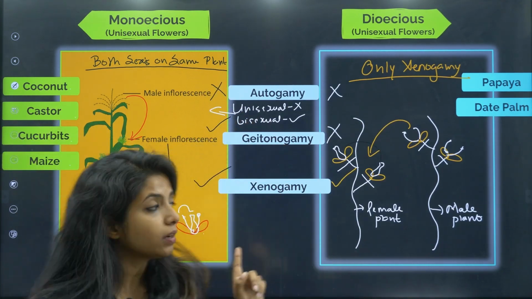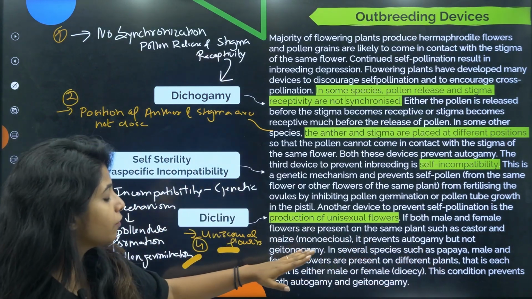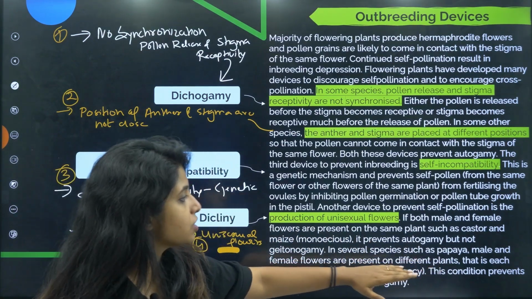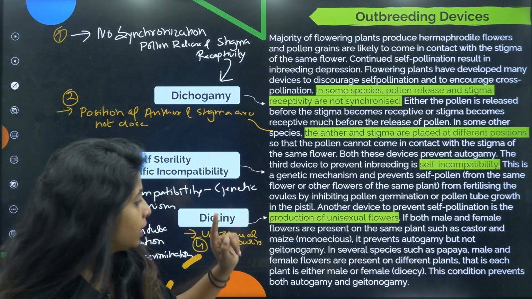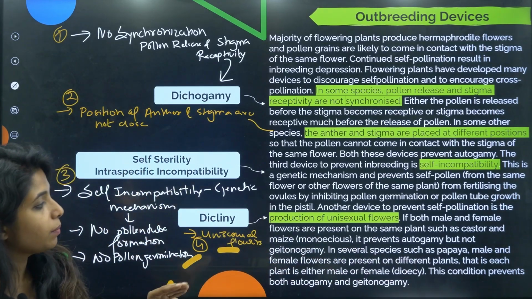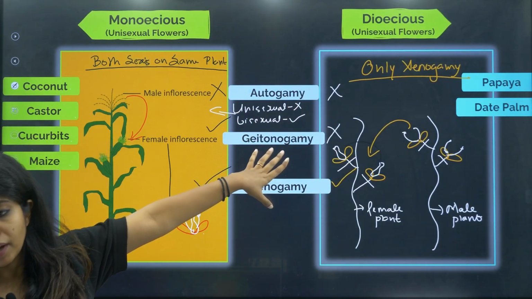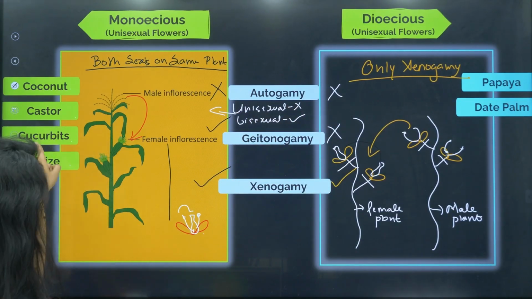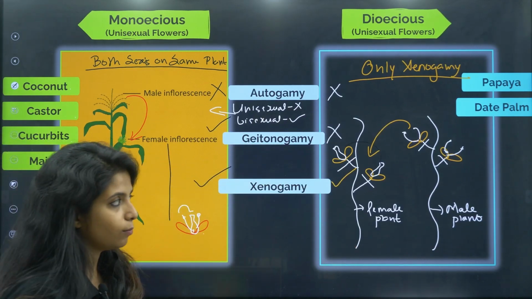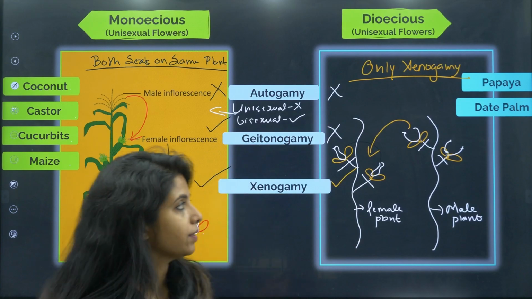And this is exactly what is written over here, that in several species such as papaya, male and female flowers are present on different plants. That means they are dioecious. That is, each plant is either male or female. This condition prevents both autogamy and geitonogamy. So, as you can see, this prevents both autogamy and geitonogamy. Now, they can ask you about all these examples that are given over here. So, you have to be very much aware of all these things.